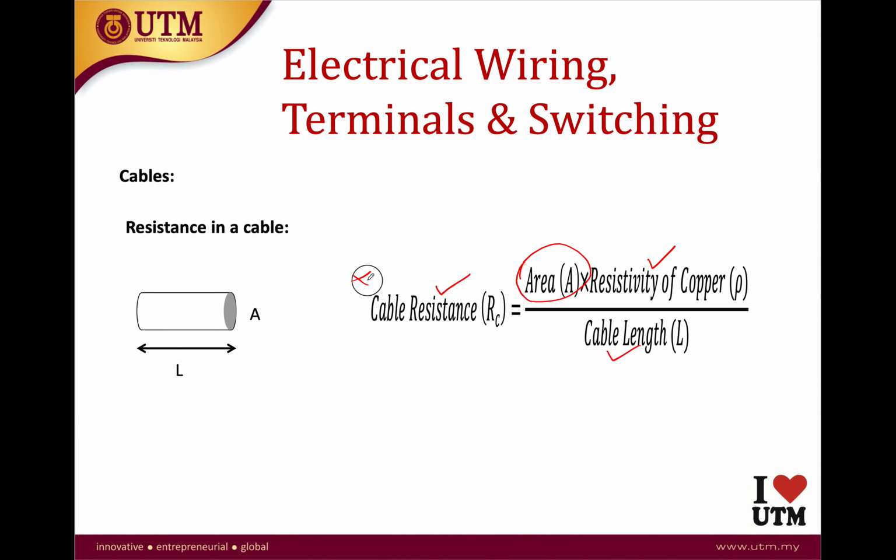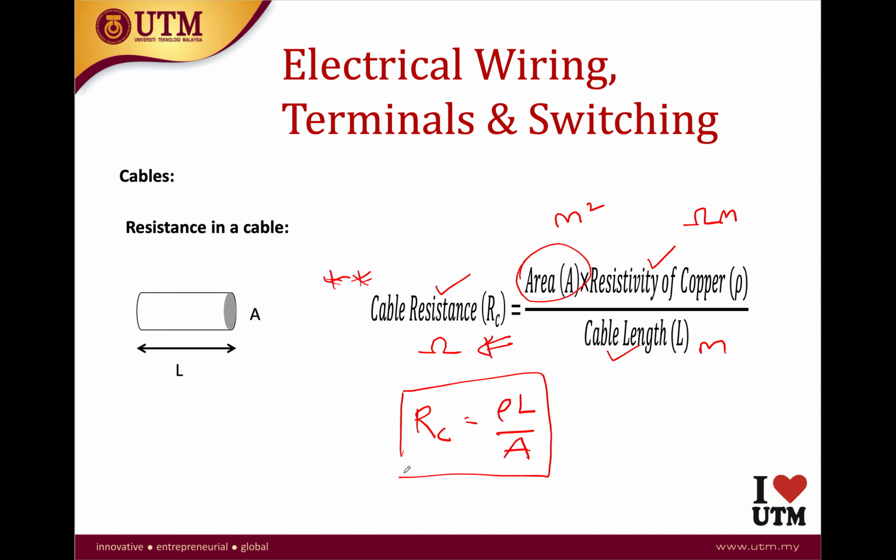There is one problem in this equation. The resistivity of copper is in units of ohm meter, the area is in meter squared, and the cable length is in meters. If you do this, you will not get ohms, so there is an imbalance in the equation. To correct it, the correct equation should be R_C equals rho times length, meaning resistivity times the cable length, divided by the area. So this is the correct equation. Please take note of this mistake in the notes.